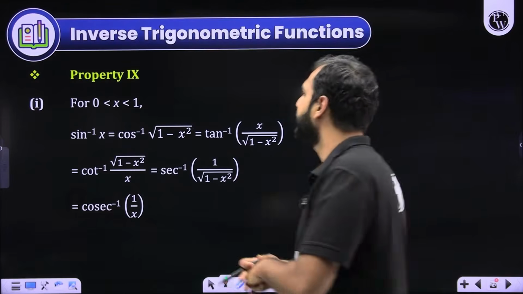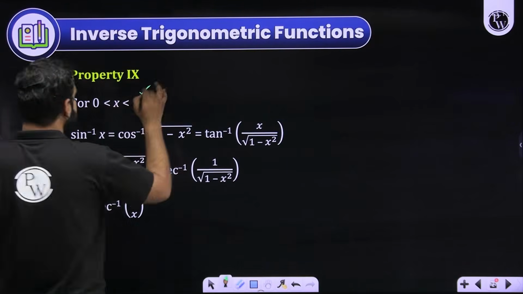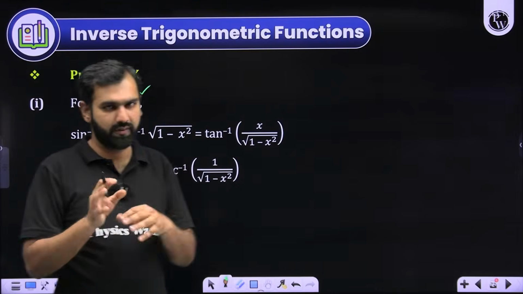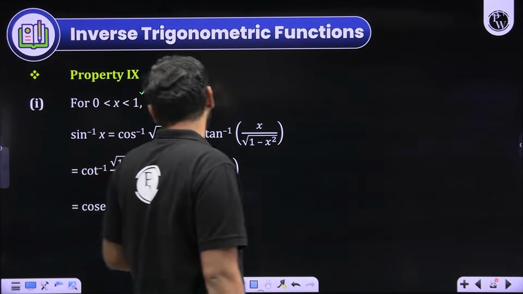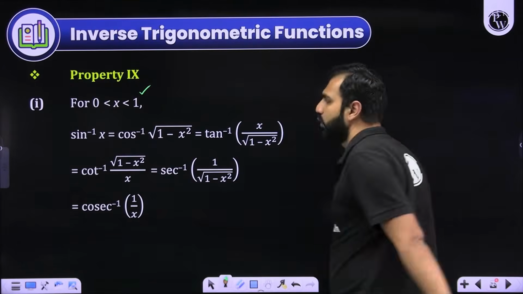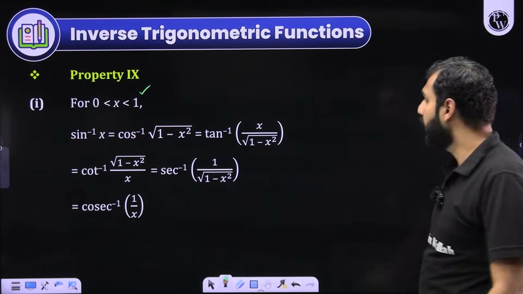What is that? It says that whenever x is between 0 to 1, so I've ensured that x is positive and of course it is between 0 to 1, to be more specific, we can write sine inverse x as cos inverse under root 1 minus x square. How do I personally remember it?